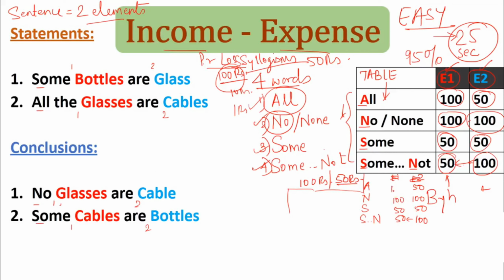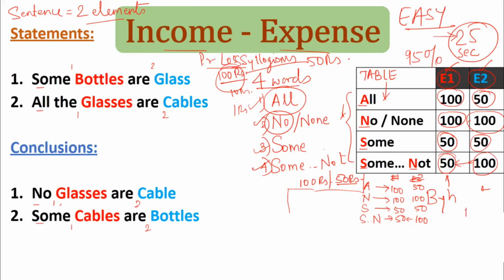Again write 100 and 100 so that 4 times 100 happens and everything gets balanced. Okay, so for "all" we have 150. For "no" we have 100 and 100. For "some" we have 50 and 50. And for "some not" we have 50 and 100. Okay, now this table, your 95% work is done.